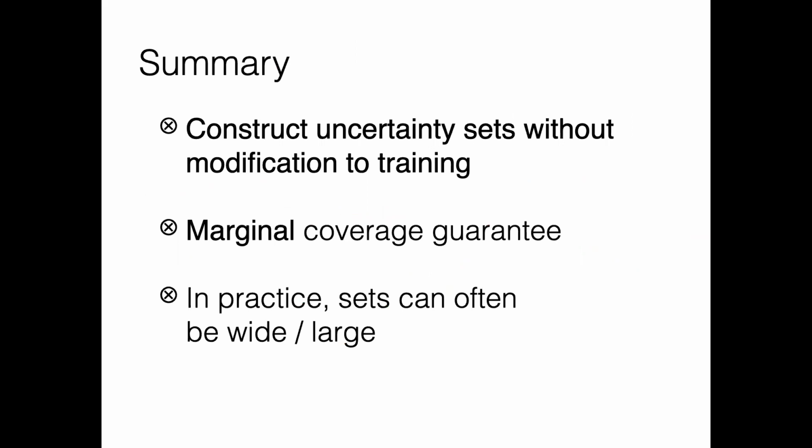Yeah, so the summary of conformal inference is that you construct these uncertainty sets without any significant modification to training. You can do it all after the fact. The price you pay is in validation data. You actually get a marginal coverage guarantee. That is, you can say the true label is within this set on average some percent of the time. And one of the big problems in practice is these sets can often be quite wide or large, and so you have to do some work to get them a bit smaller, a bit narrower.